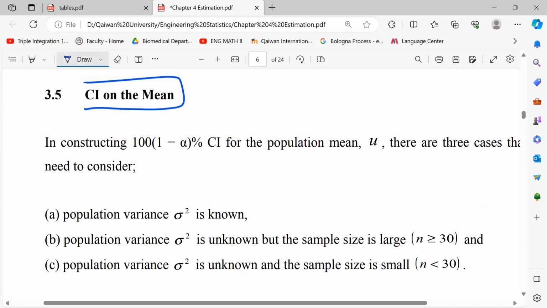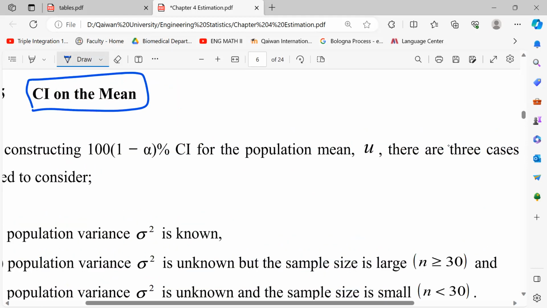Here, we have confidence interval for the mean. Before we talk about it, first let me tell you something about how to find the percentage of the confidence interval, or alpha. We say, if we are asked to find, let's say, 90% confidence interval for the mean.